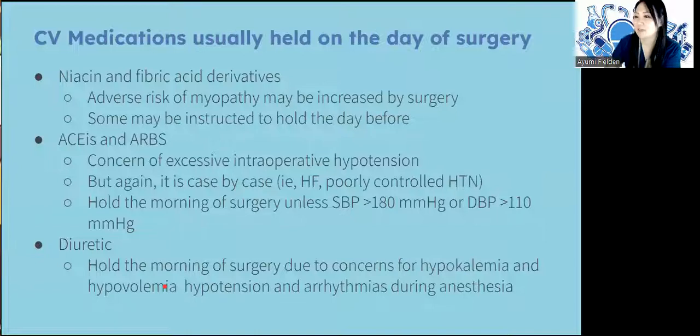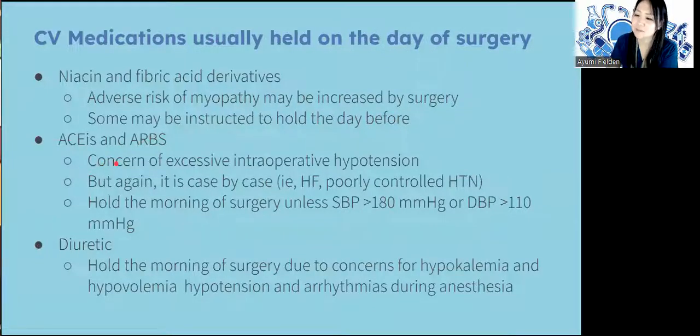So let's summarize the CV medications usually held on the day of surgery. Niacin, like I said earlier, and fibric acid derivatives have adverse risk of myopathy with some of the anesthesia agents, so they are typically asked to be held the day before. And ACE inhibitors and ARBs, this is a surprising one. So they usually ask to hold this medication. They can still take it the night before, but these cause concern for excessive intraoperative hypotension, and so they might be asked to hold that medication on the morning of.